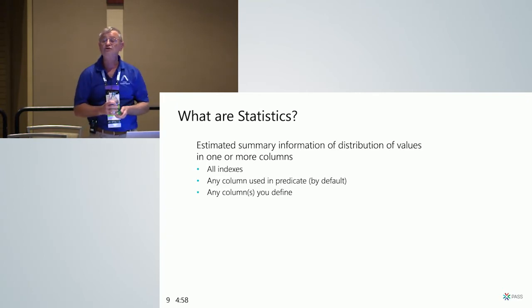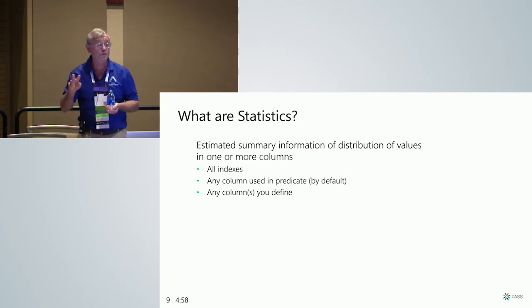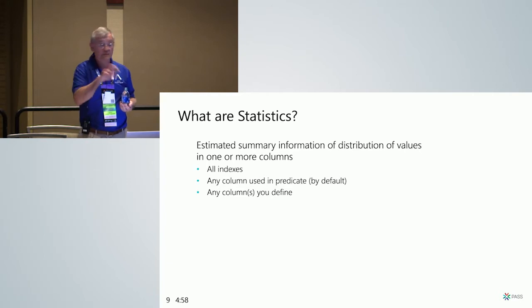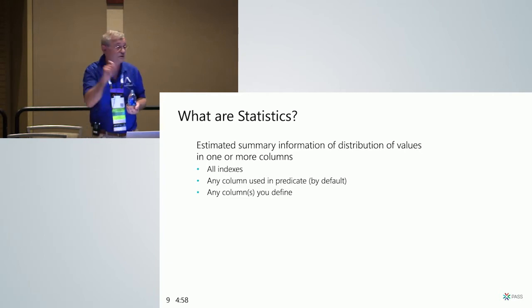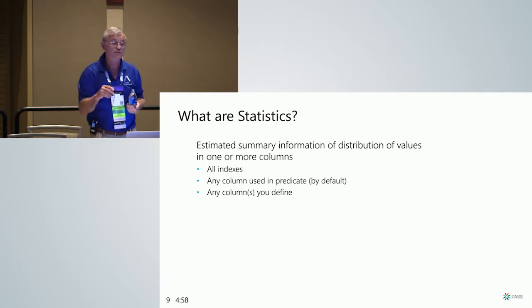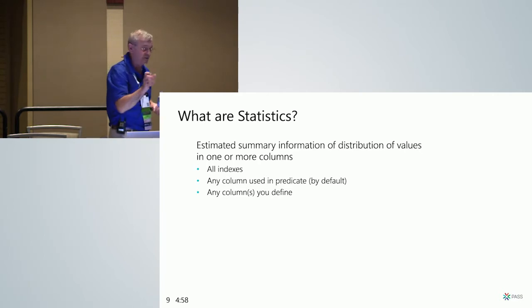And any columns that you define that you want to have statistics on, this is most commonly done in two different cases. You could have two columns that are correlated, for instance, a city and a state. Because they're correlated, if you had individual statistics on those two columns alone, the optimizer may not come up with accurate cardinality estimates. So you could create statistics on those two columns together.